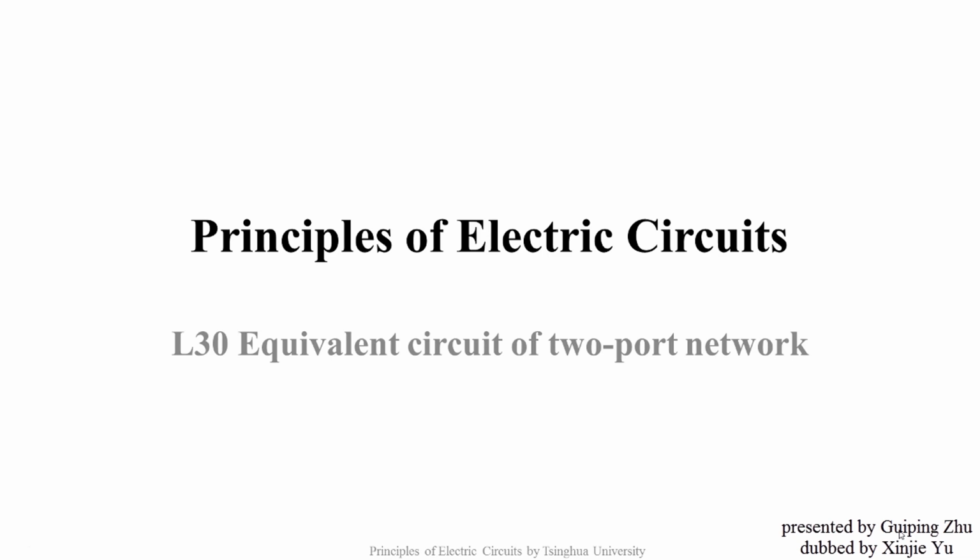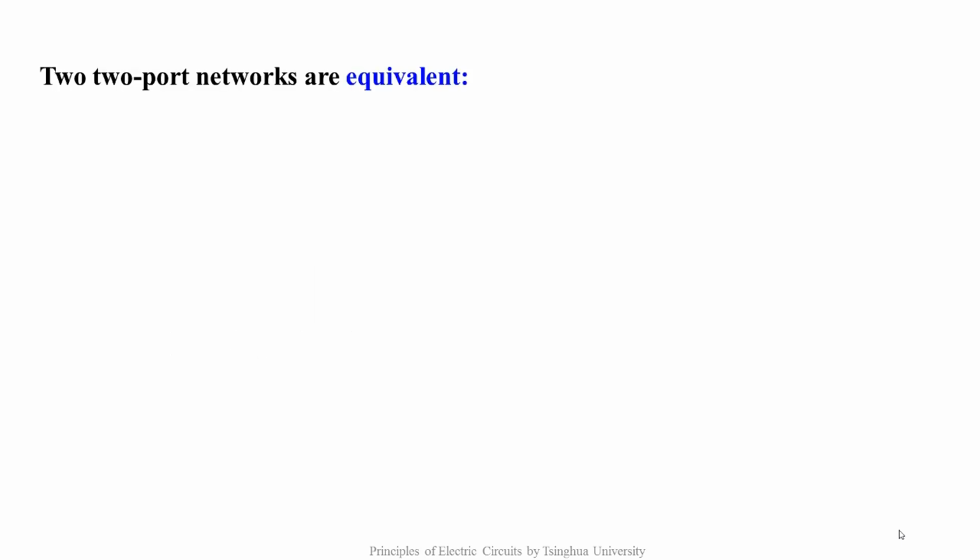We've learned the methods to find the two-port parameters in the previous lectures. Now we will introduce how to find the equivalent circuit of the two-port network with its parameters. These two questions are inversible. Firstly, you should know the concept of the equivalence.